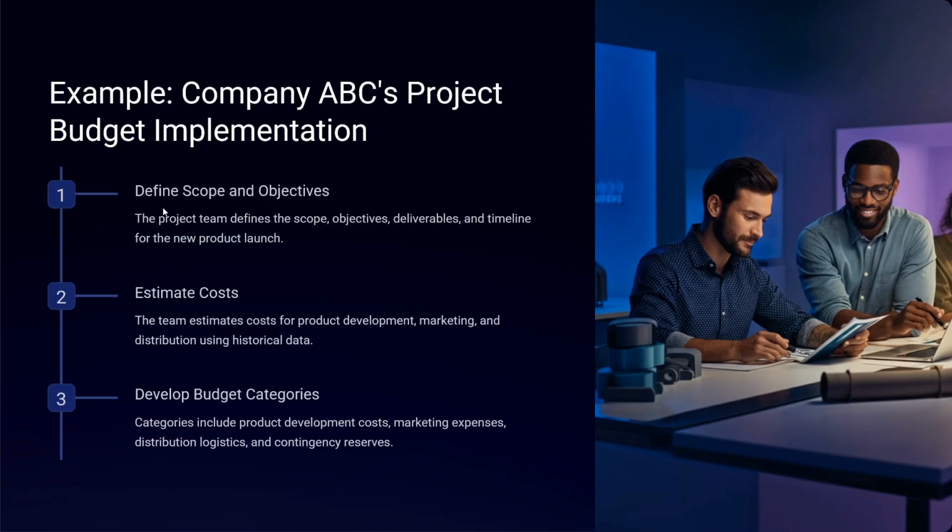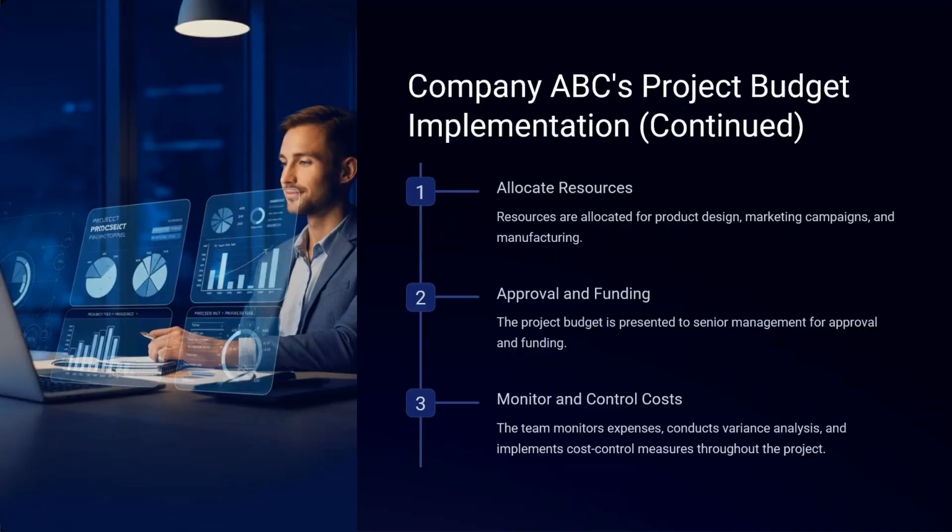Let's look at an example. Imagine a company ABC launching a new product. First, they define the scope, what they want to achieve and when. Next, they estimate costs for developing, marketing, and distributing the product using historical data. Then they create categories: project development, marketing expenses, distribution, logistics, and contingency reserves. Continuing with the ABC example, once the budget is created, resources are allocated across different departments: product design, marketing, and manufacturing. The budget is then presented to senior management for approval.